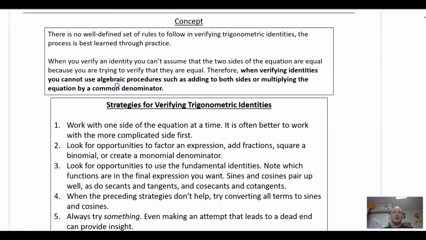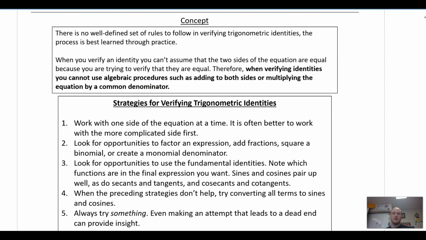All right, so there's no well-defined set of rules to follow in verifying trigonometric identities, and it's best learned through practice, trial and error, and experience, okay? So when you verify an identity, you can't assume that the two sides of the equation are equal because you are trying to verify that they're equal. Therefore, when verifying identities, you cannot use algebraic procedures such as adding to both sides or multiplying both sides by a certain equation. I can't assume that they're equivalent. I have to prove it. That's what you're trying to do, okay?